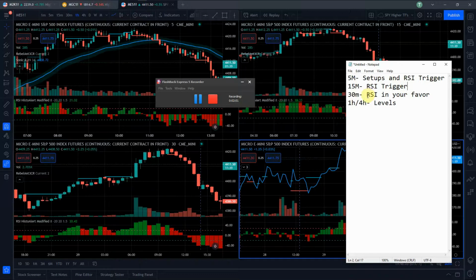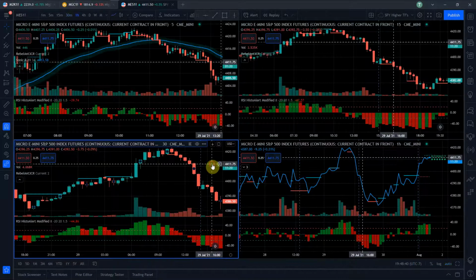So what's the difference? RSI in your favor, while the other ones I'm looking for a trigger, I just want to see that the 30-minute is agreeing with me. I don't necessarily have to see a trigger. If I do, it's much better, and a lot of times you do see them anyways. But I just want to make sure that RSI is in my favor.